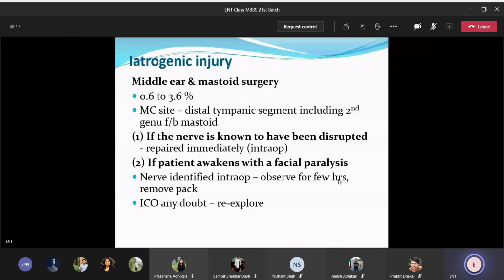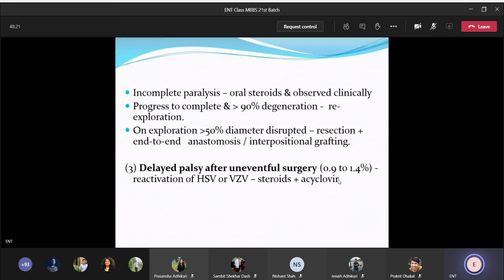So in incomplete paralysis, we have to give oral steroid or observe clinically, and if it progresses to complete, then we have to re-explore. If it is a delayed palsy after any uneventful surgery, there may be reactivation of the herpes simplex virus or herpes zoster virus, then we have to give steroid plus acyclovir.